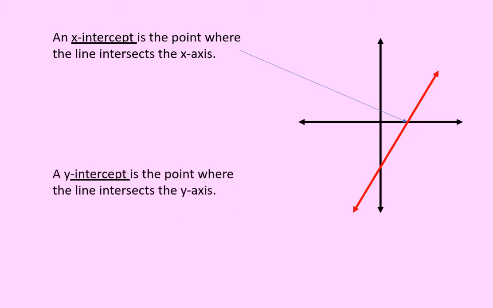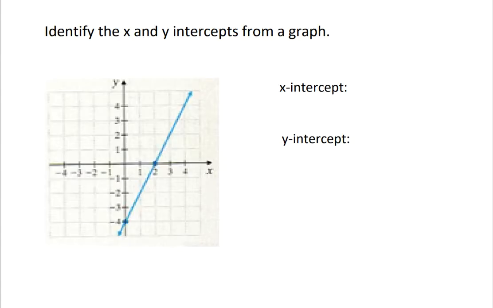The y-intercept is the point where the line crosses the y-axis. On this graph, it would be right here, where it crosses the y-axis. Let's look at these graphs and identify the X and the Y-intercepts. On this graph, the X-intercept, again, is where it crosses the X-axis. So my X-intercept would be 2, 0. That's the point where it's crossing the X-axis.